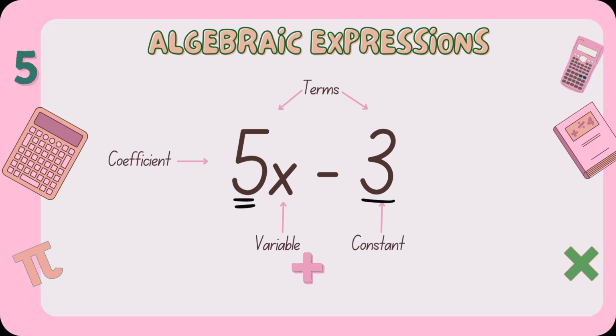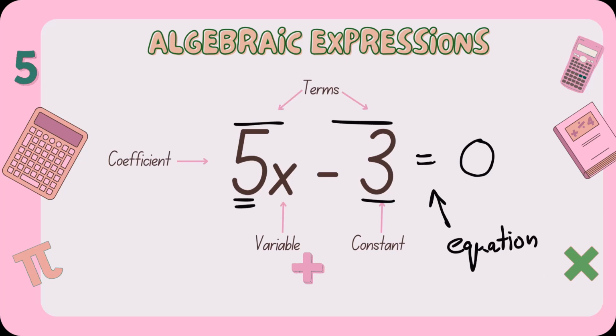Is it 3 or minus 3? It is minus 3, we take the sign as well. So how many terms are here? There are two terms. 5x is one term, minus 3 is the next term. So this is all about algebraic expressions. When does it become an equation? When we put equal to 0, or equal to something, we get an equation. So this becomes an algebraic equation.